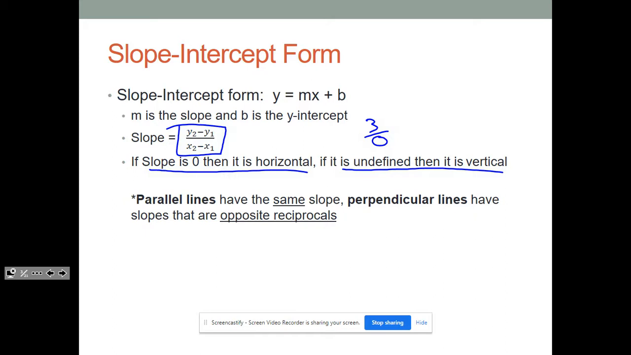Then just note, remember, parallel lines have the same slope. Perpendicular lines have opposite reciprocals, meaning like 3/4 and negative 4/3. Flipped over and negative, that's the opposite reciprocal.